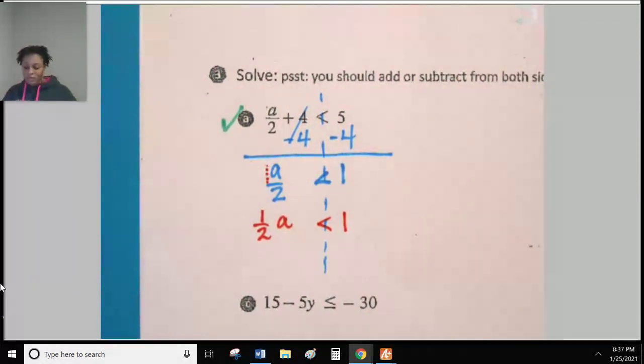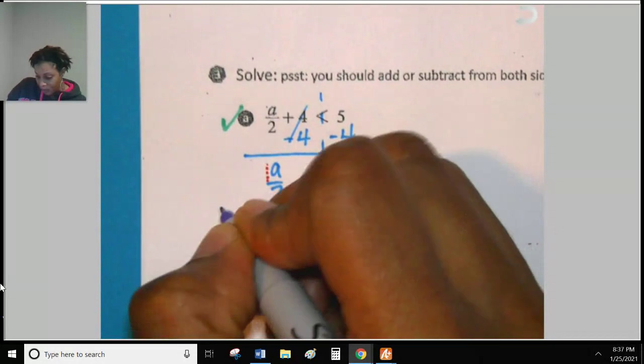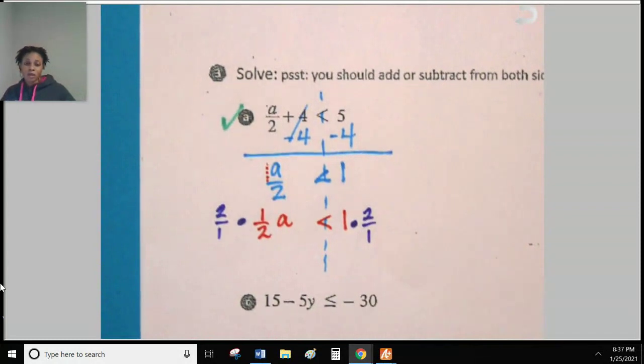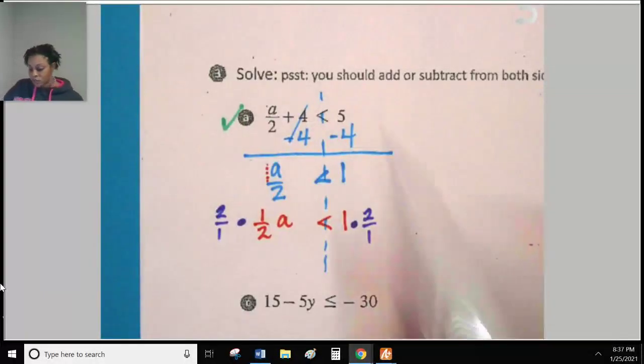Okay, so we know this is a division problem. We have to do the opposite of division, which is multiplication. So to get rid of the 1/2, and so A can be alone, we have to multiply both sides by the reciprocal. What's the reciprocal of 1/2? 2 over 1. So we're going to multiply both sides by 2 over 1. Okay? So 2 times 1 is 2. 1 times 2 is 2. 2 divided by 2 is 1. The 1's going to be invisible. So we're just going to write A.